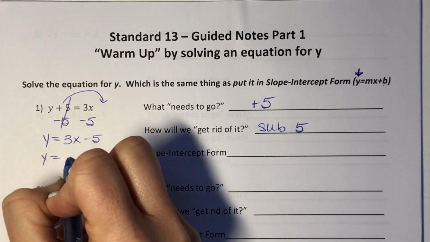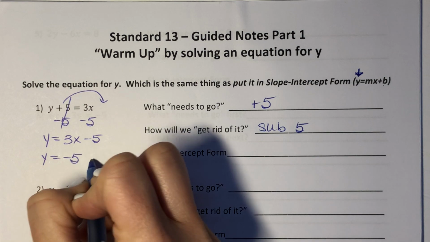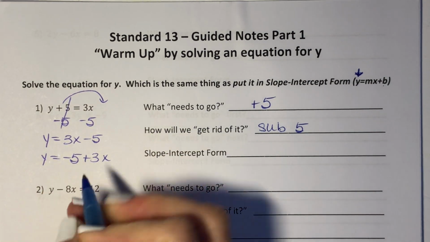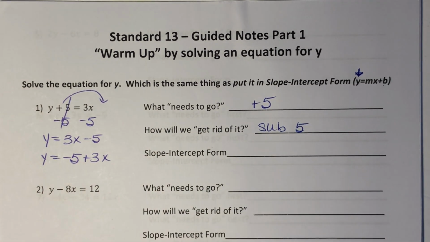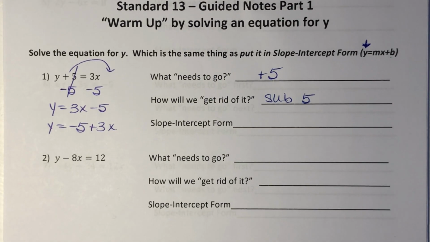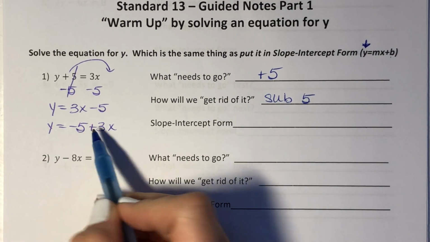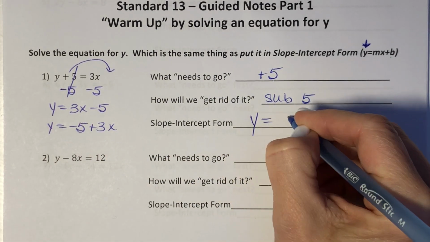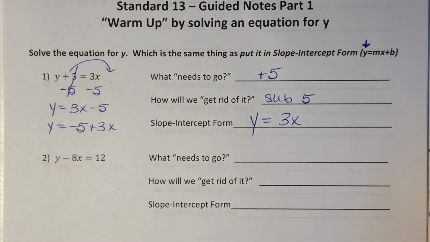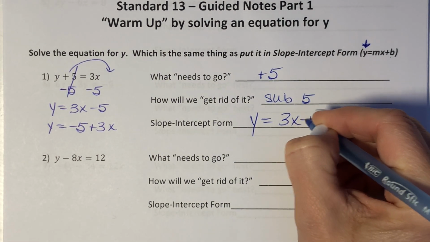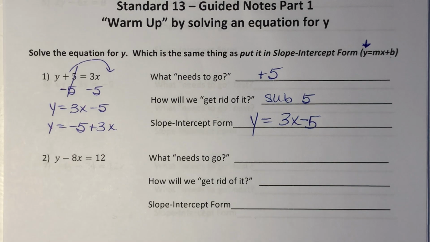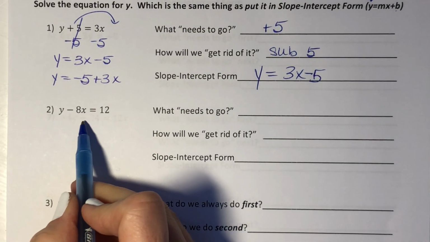Now, you could put the negative 5 first, and then you could put the 3x, and it works, but it is not what we're used to seeing. So make sure you understand that you can choose, but slope-intercept form would be the mx with the slope first, and then the b, which will be a negative 5, okay? So let's do another example.